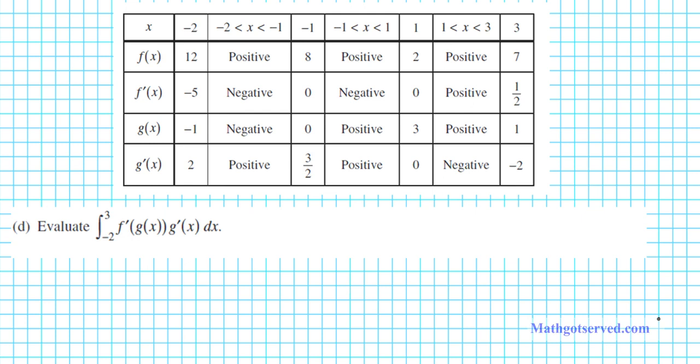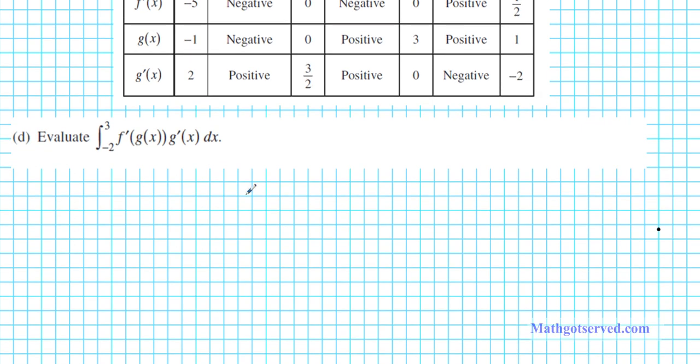All right, let's take a look at the d part. We have to evaluate the definite integral of f prime of g of x times g prime of x dx. So basically this is undoing the chain rule. Okay, so remember the chain rule, the derivative d dx of f of g of x. If you differentiate f of g of x, you're going to have f prime of g of x times g prime of x. That's the chain rule, right?